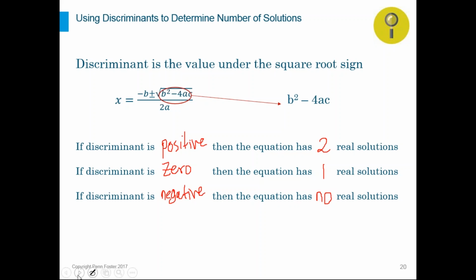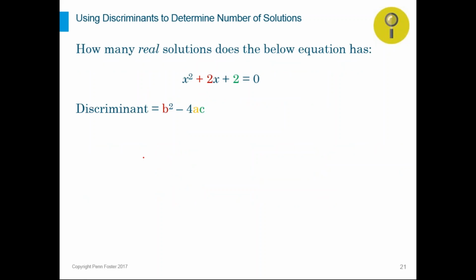Okay, so let's have an example. How many real solutions does this equation have? I don't have to do the whole formula, negative b plus or minus the square root of, over 2a. I don't have to do all of that. I just need the discriminant. Discriminant is b squared minus 4ac. What is a, b, and c? A is 1, b is 2, and c is 2.